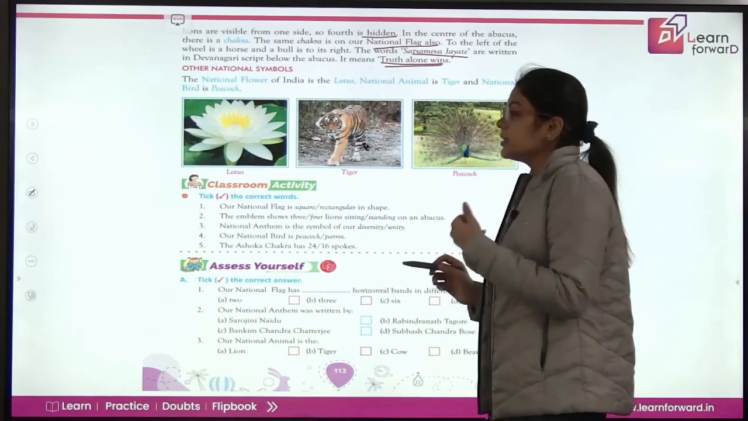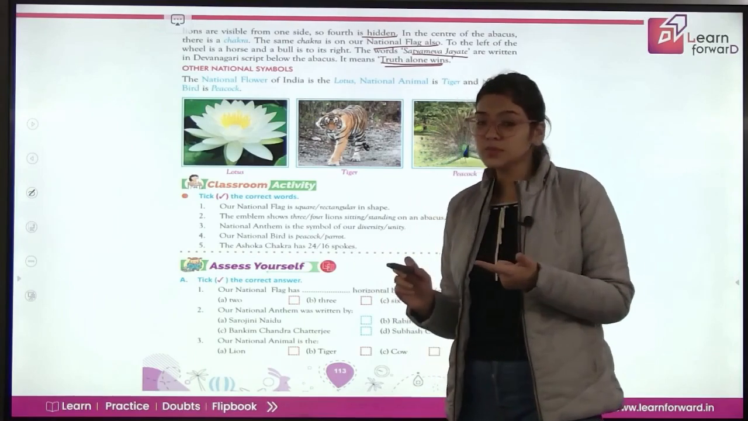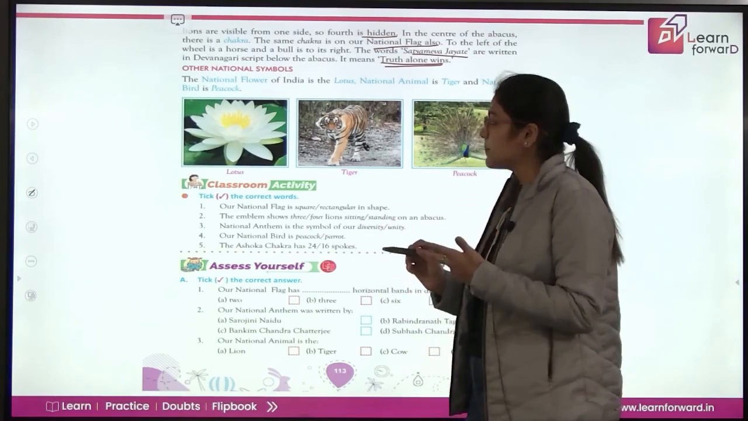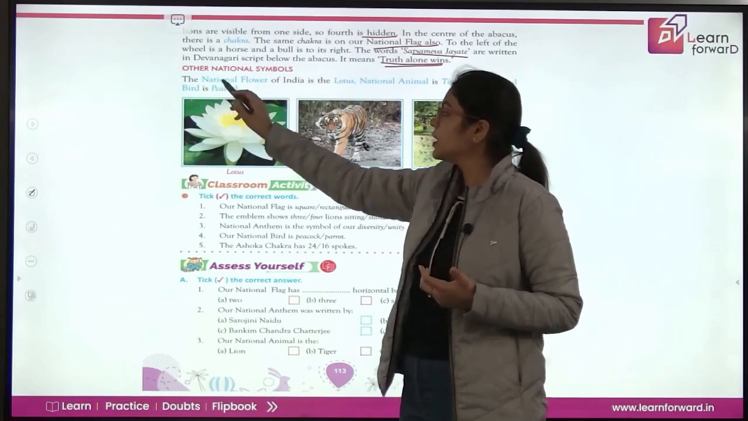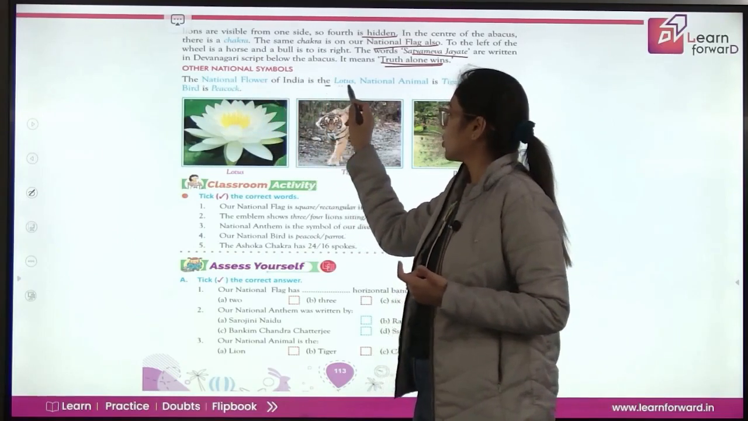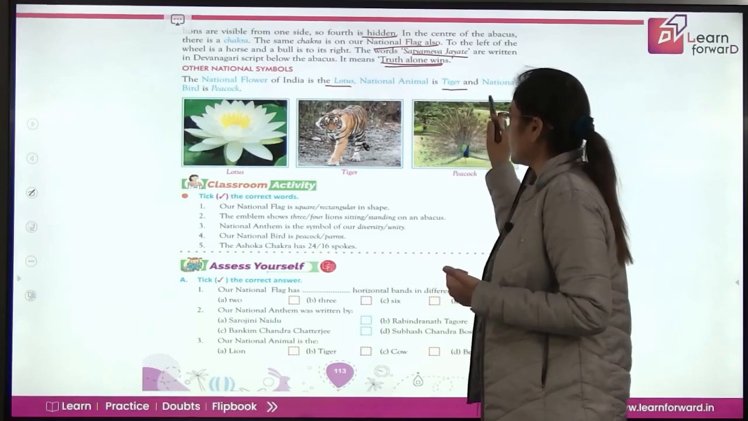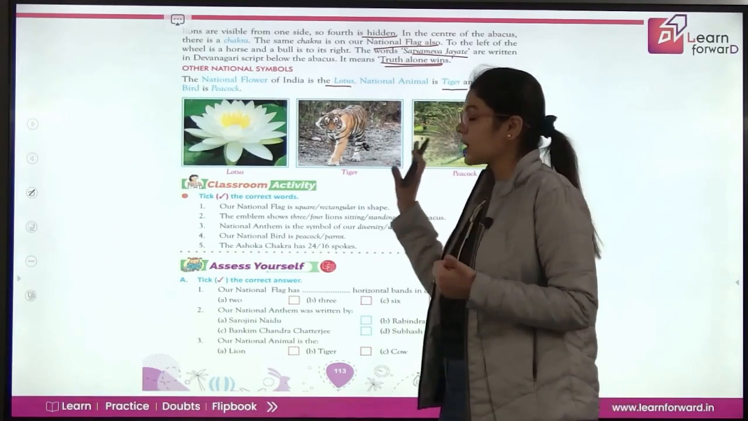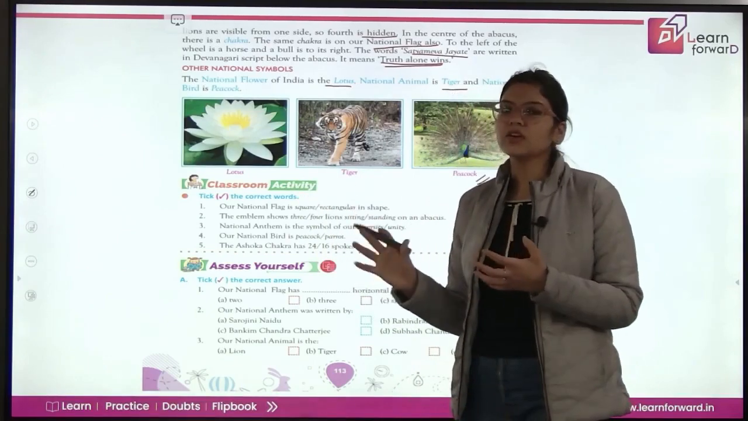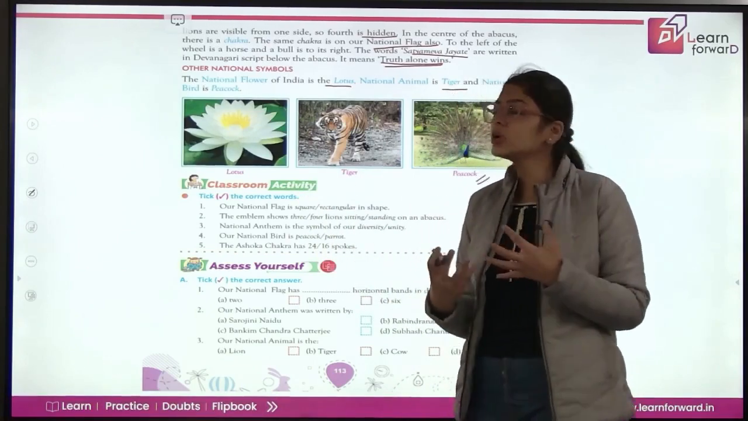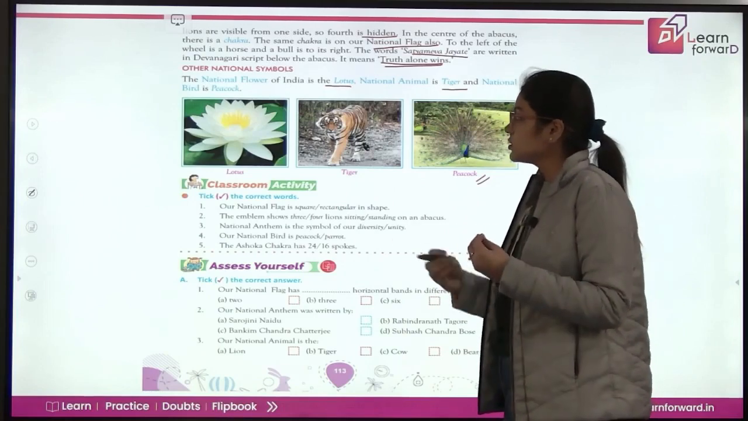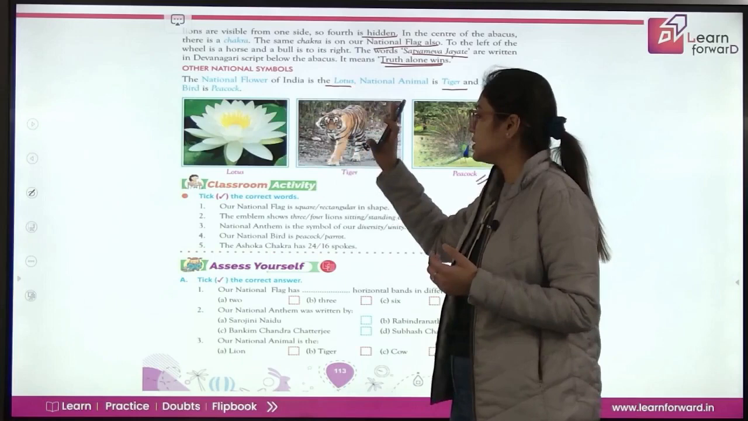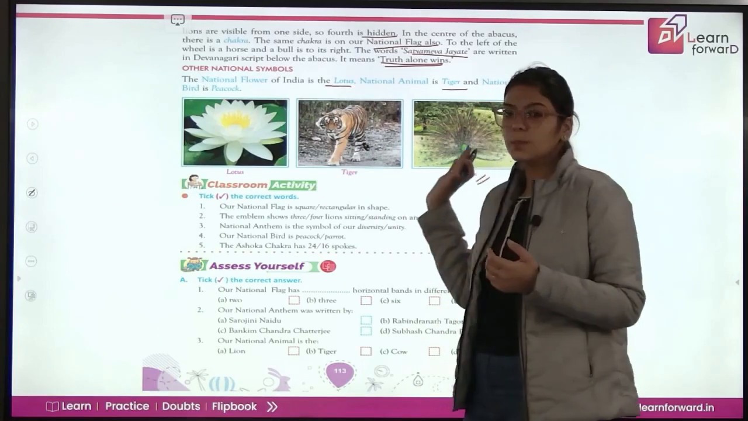Now, other than national symbols, anthem, national flag and national emblem, we have some symbols as well. First is your national flower, which is lotus, national animal, which is your tiger, and your national bird, which is your peacock. So these are some national symbols of our country. Every country has their national animal, national fruit, national flowers. So these are the national symbols of India, that is lotus, your flower, tiger, animal, and peacock, bird.